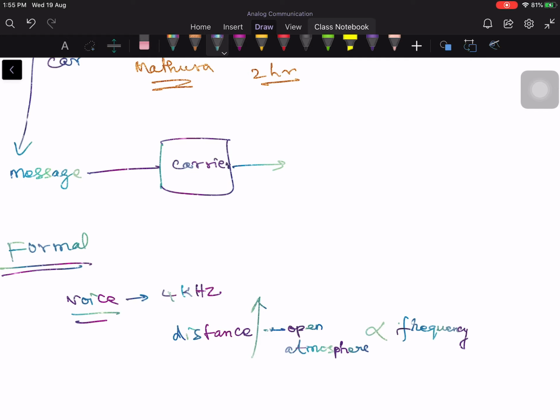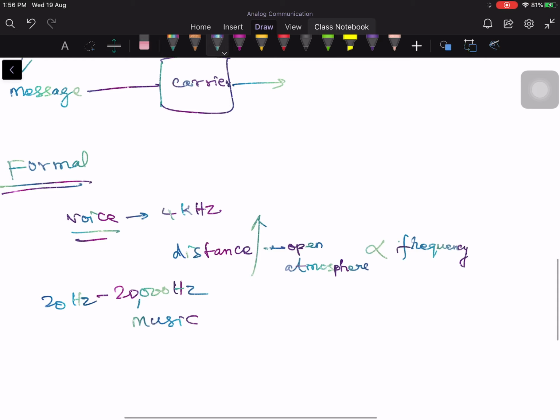But unfortunately, no one can speak more beyond 20,000 hertz, right? That is our audio frequency range, 20 hertz to 20,000 hertz. Okay, so most of the message signals like speech and music are in the audio frequency range. And hence they can hardly travel for a few meters on their own. It cannot travel for long distance, maybe some 10 meters or 15 meters, that's it. Beyond that it cannot travel.